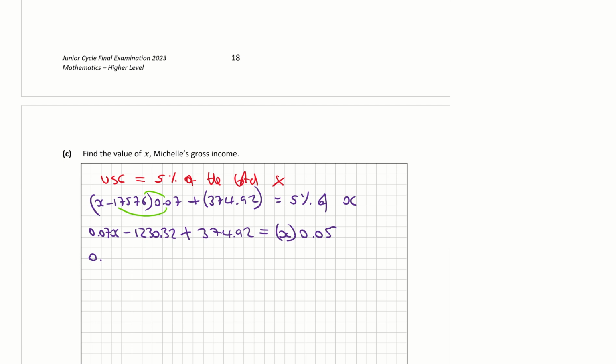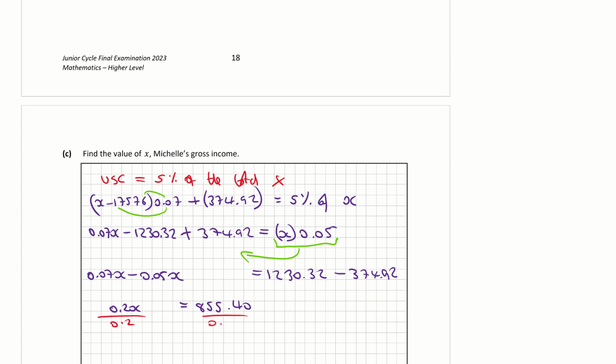So tidying this up now, we have 0.07x. We could multiply this and bring it over, so that's going to be minus, let's just make a bit of room here, so 0.07x minus 0.05x, and then move the numbers to the right hand side. So that'll be a 1230.32, and then the 374.92 becomes a negative. If we subtract these together, that leaves us with 0.02x equals, and 1230 minus the 374 is getting 855.40. Then divide across both sides by 0.02, and that'll get us a value of x of 42,770 euro. And that's how much x is, Michelle's gross income. And that's the end of question 10.